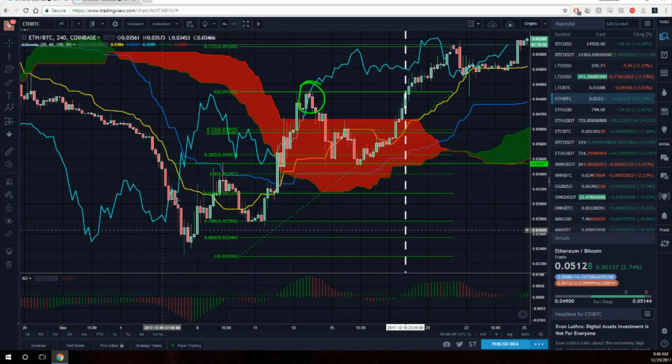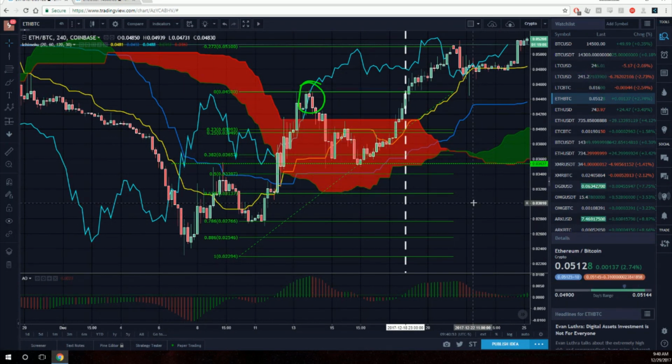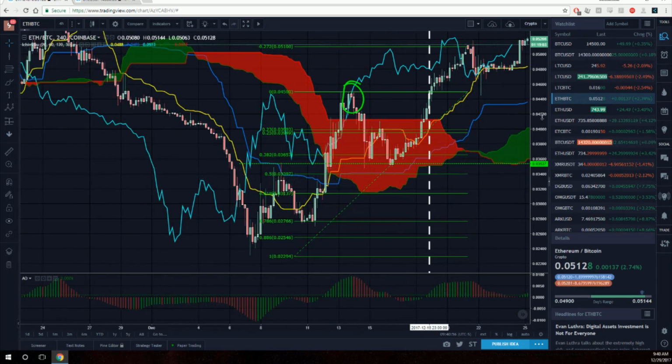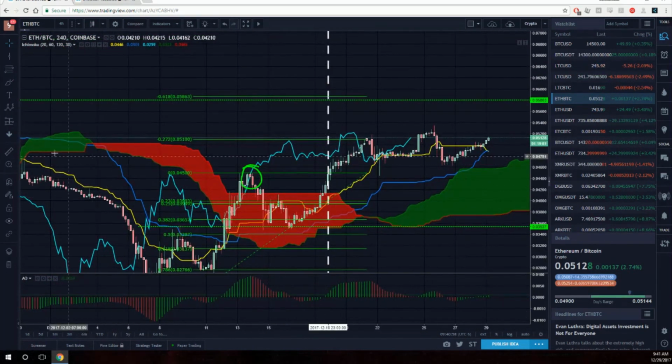But again, using the Fibonacci levels gives us an idea of what kind of momentum we can expect from this move. And that's exactly what happened. It shot through the cloud and had some nice momentum up finally. What is that? 25, 30%.